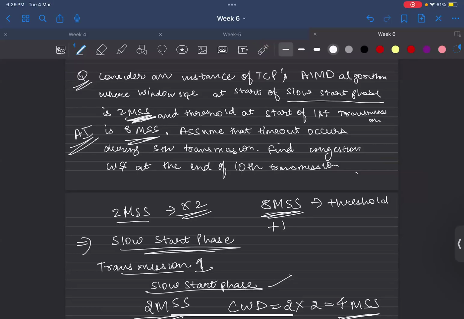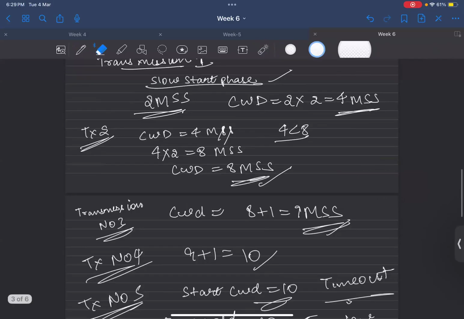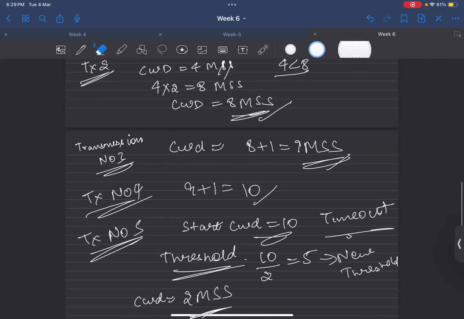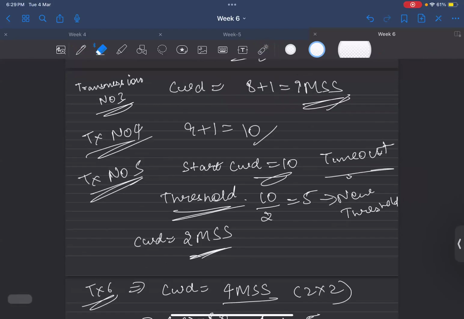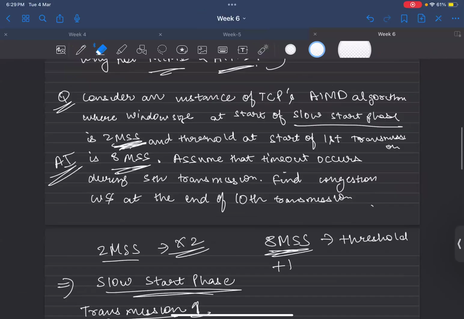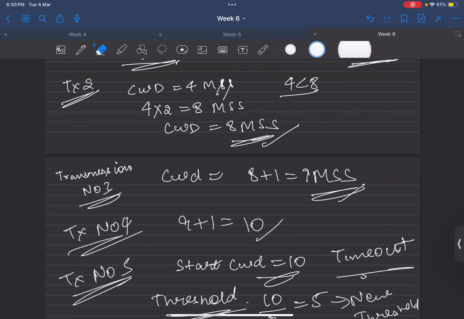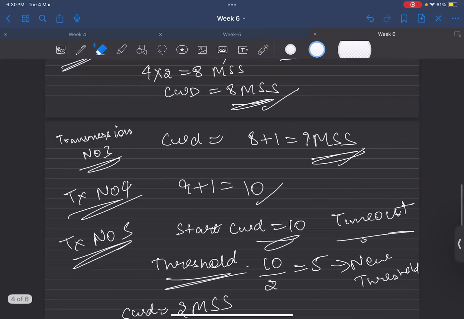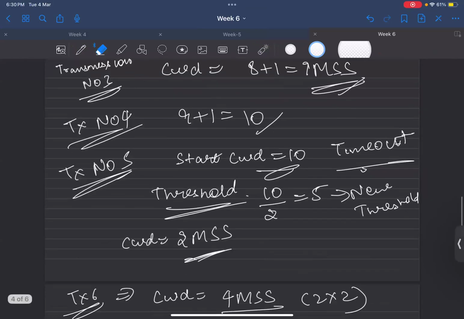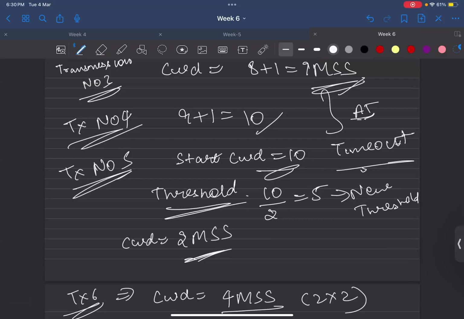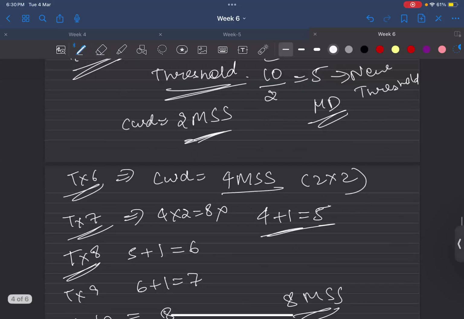Additive increase means I have to increase by 1 MSS per round trip time. So I increased it by 8 plus 1, that is 9, then 9 plus 1, that is 10. And then in transmission number 5, as mentioned in the question, there was a packet loss or timeout basically. When there was a timeout, I did multiplicative decrease, which means I reduced the congestion window to half, to reduce the congestion. As the name suggests, additive increase, I increased it; multiplicative decrease, I reduced it to half, and then again started the additive part.